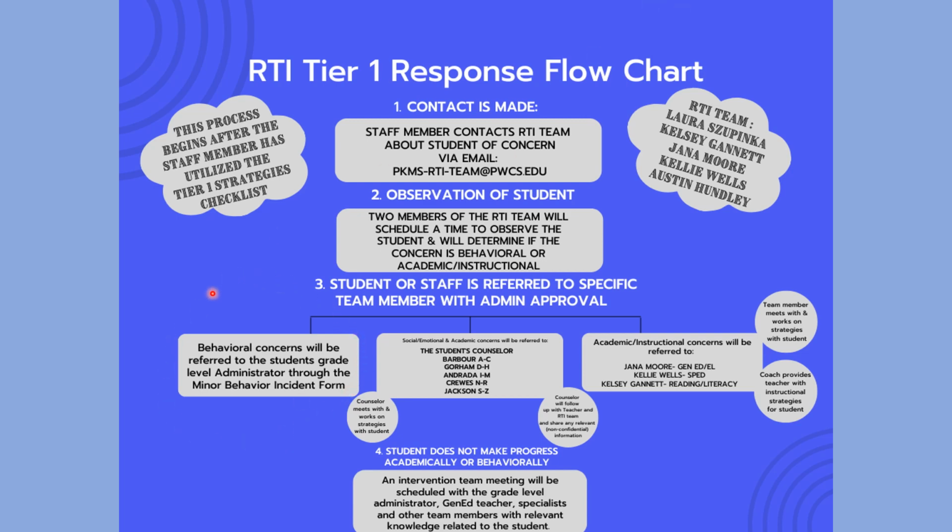The minor behavior incident form is also what loops the administrator into the behavior of concern. Access to Mr. Hunley only comes through admin. When admin deems that the student needs to work with Mr. Hunley, then that student will be referred to Mr. Hunley by administration alone.